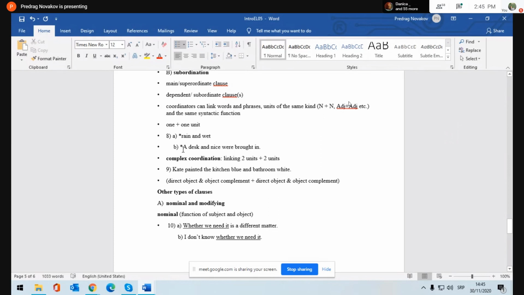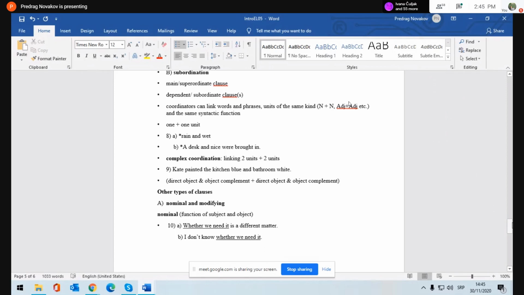Or how about 8b? Also does not make sense. A desk and nice were brought in. You try to coordinate a desk, which is a noun phrase, and nice, which is an adjective. Does not make sense. The explanation is you coordinated two units, but not of the same kind. And that's why this does not make sense. It is not grammatical. So let me repeat it before I go on: you have units of the same kind, one unit plus one unit, and the same syntactic function.